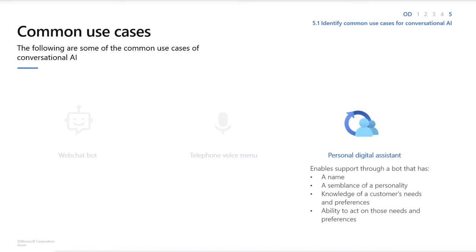And then finally, we have that personal digital assistant. Again, that's a bot that sometimes has a name, whether there's a personality or even some knowledge of your needs and your preferences, and it's able to act on those. So a great example of that is Cortana on Windows devices, or maybe Siri for Apple, or Alexa for Amazon. There are a number of different personal digital assistants out there, but they all understand your preferences and you're able to interact with them.